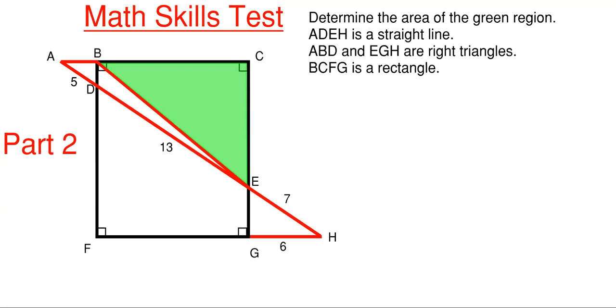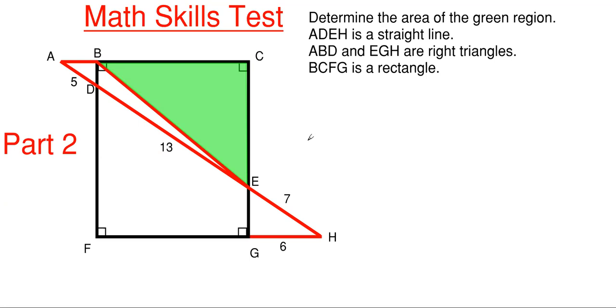So what we have here is we have to determine the area of green shown on the screen for this rectangle. ADEH, this line going across this object right here, is a straight line with dimensions as shown. ABD and EGH are both right triangles formed by this line, and BCFG is a rectangle.